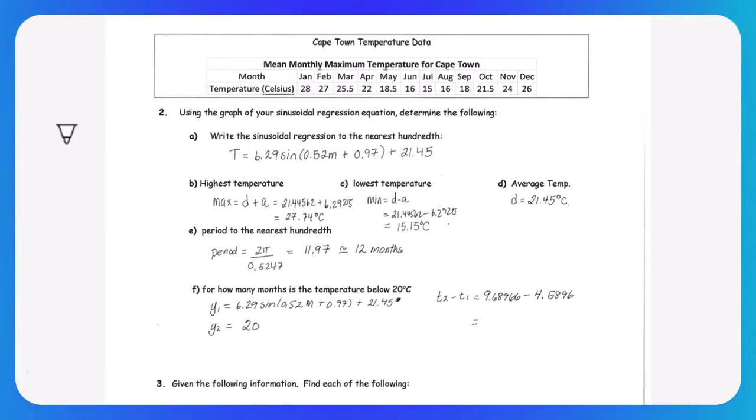equals 0.4896. We're going to round this to 2 decimal places, and we're going to say about 5.10 months. So in other words, the temperature is below 20 degrees for about 5.10 months. So just a little bit above 5 months. There you go.